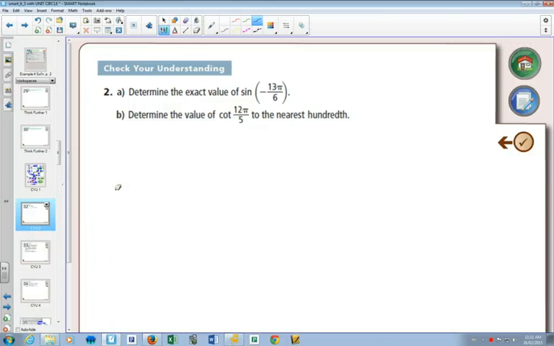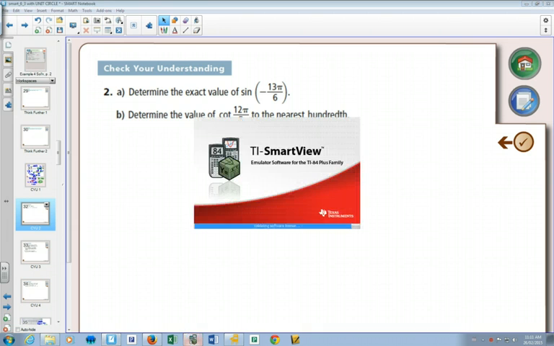For this one, we are going to do A after we do the unit circle, which is going to come up today. But we can do B right now. It's just using your calculator. So for 2B, we want to find cotangent of 12 pi over 5 to the nearest hundredth. So go to your calculators. You can see that that angle is in radians.